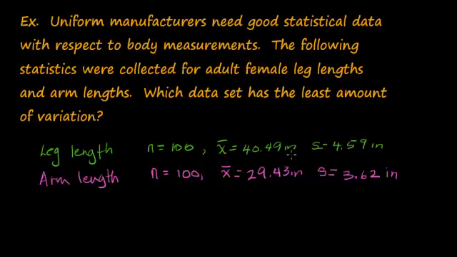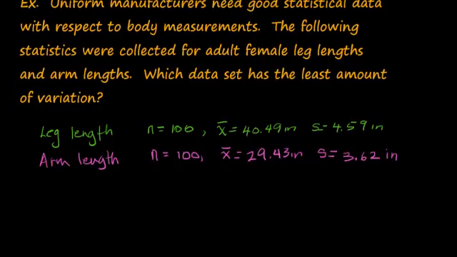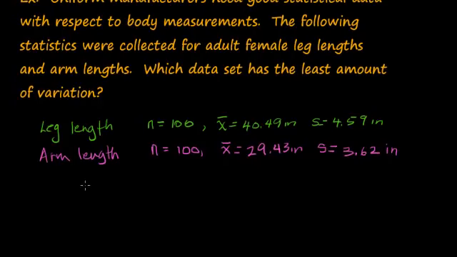So in order to compare, we can't just look at this and say, oh, 4.59 is a larger number than 3.62. They're both inches, so we might think we could do that comparison. So therefore there is more variation in the leg length data than in the arm length data, but that may not be the case, and we need to calculate the coefficient of variation for this data set.